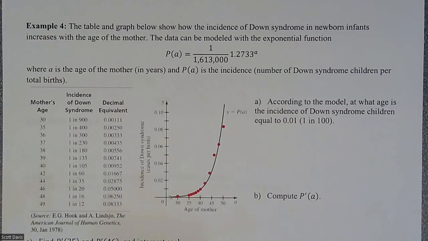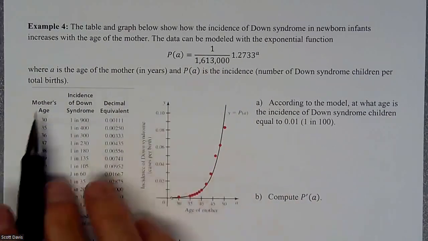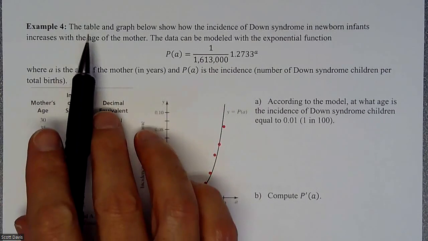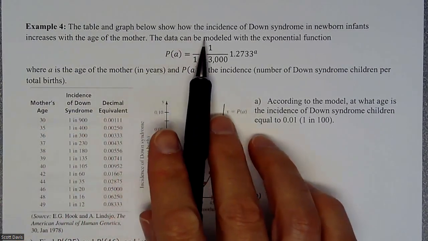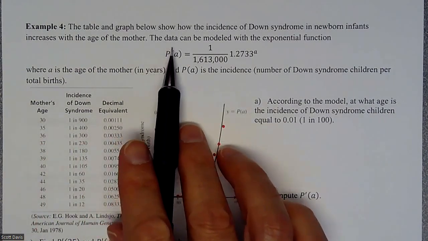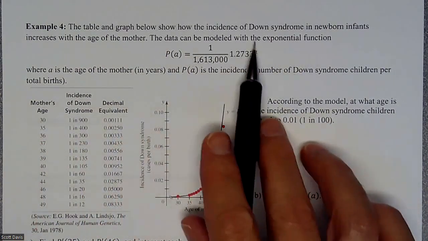In this example, we're going to be doing a word problem, and we have some data, and we're going to try and answer some questions related to that. It says a table and a graph below show how the incidence of Down syndrome in newborn infants increases with the age of a mother. The data can be modeled by the exponential function here.